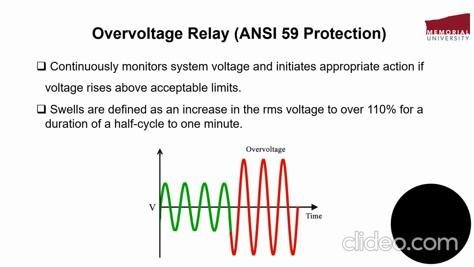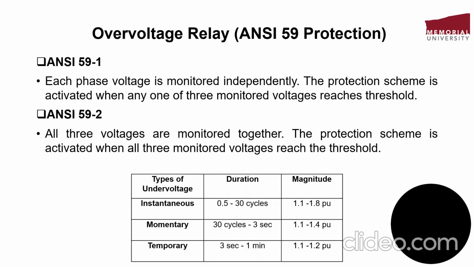We can see in the graph given below the voltage waveform. The green portion is the ideal or regular waveform which is required, while the red waveform is the overvoltage peak to peak, and the swell is the duration for which this voltage rises above the threshold value. So swells are defined as an increase in root mean square voltage to over 110% for a duration of a half cycle to 1 minute. Similar to undervoltage, overvoltages can also be classified into three types, which is given in the next slide.